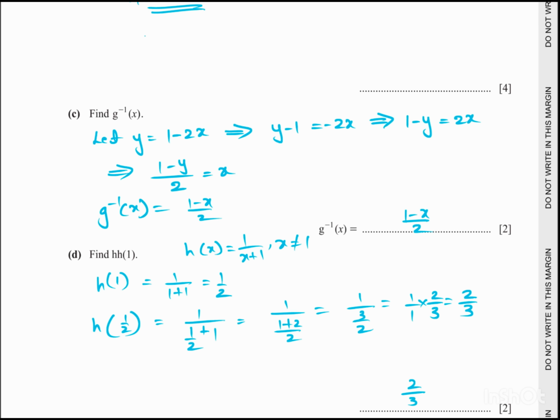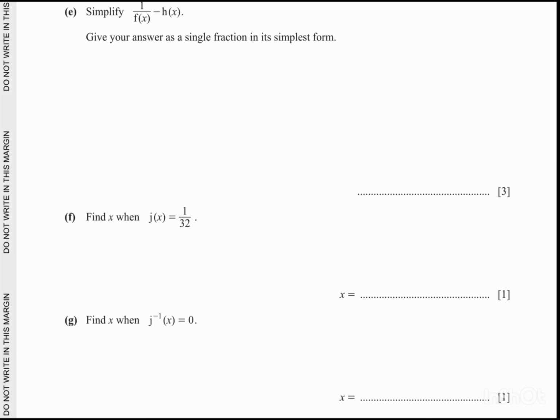Question number E. Simplify 1 by f of x minus h of x. Give your answer as a single fraction in its simplest form. So 1 by f of x is 1 by 2x plus 5 minus h of x is 1 by x plus 1. So denominator, there are two expressions, multiply these two as LCM. Then the numerators are 1, so multiply with the denominator. So x plus 1 minus 2x plus 5.